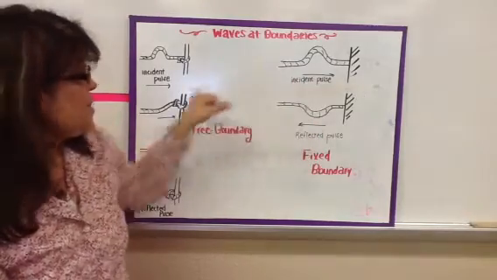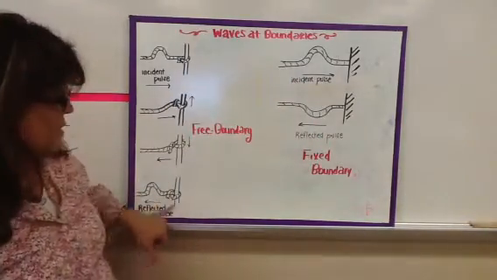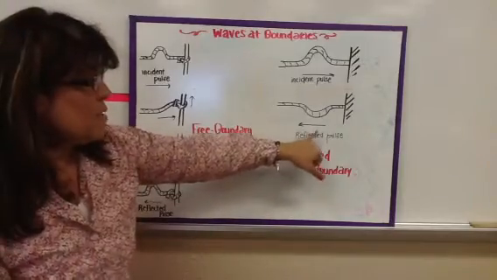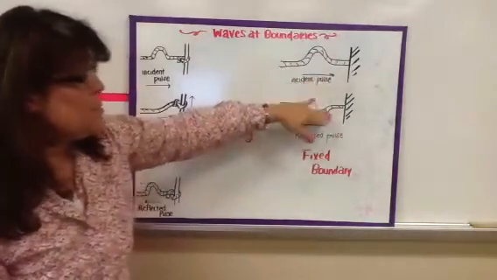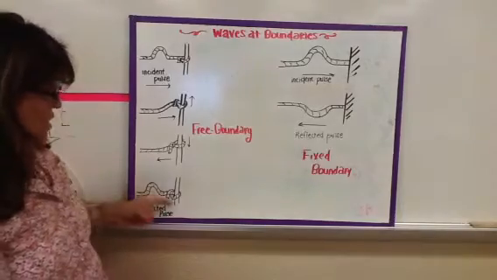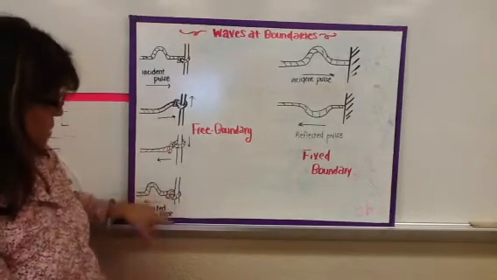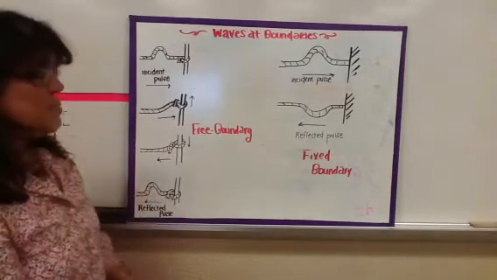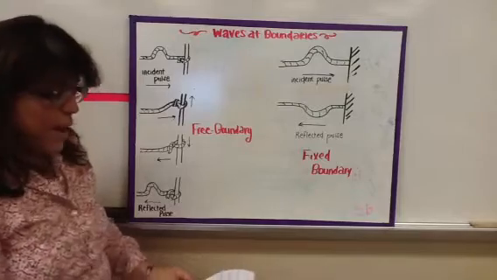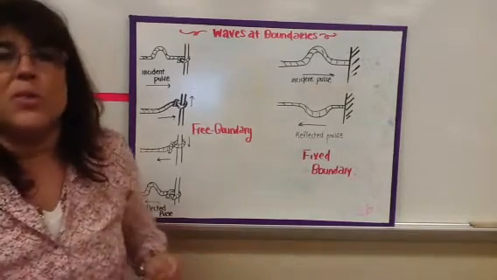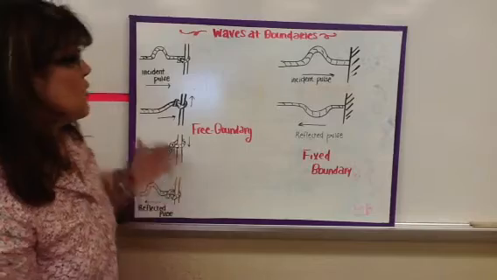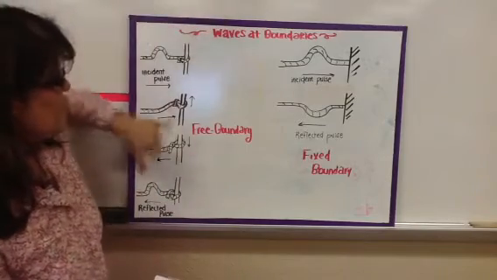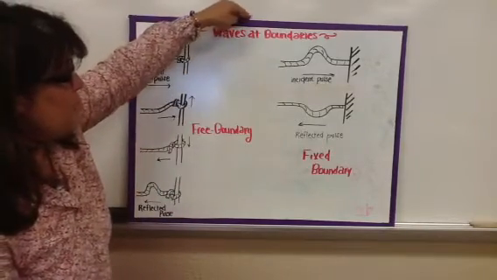So the incidents are the same. This is a reflected pulse, and this is a reflected pulse. This one flips because it's fixed, and this one is allowed to go up and down along the pole, and so it ends up going the same way. I'm going to show you some examples tomorrow in class so you can actually see what I'm talking about here. Right now, just know that there are two different types of boundaries.